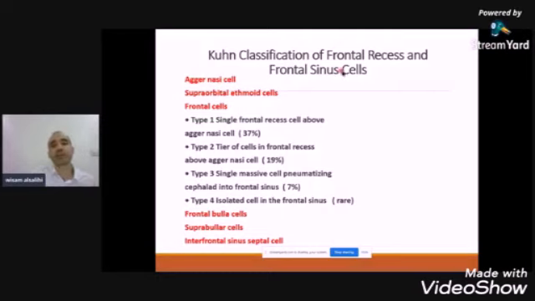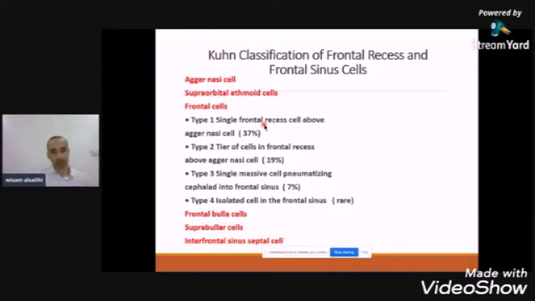This is the whole classification of the frontal recess and the frontal sinus cells. This old classification was founded by Kohn. The anterior group includes the agger nasi cell and the supraorbital ethmoidal cell, which is the cell pneumatized around the anterior ethmoidal artery, anterior or posterior, and sometimes forms part of the posterior frontal sinus.